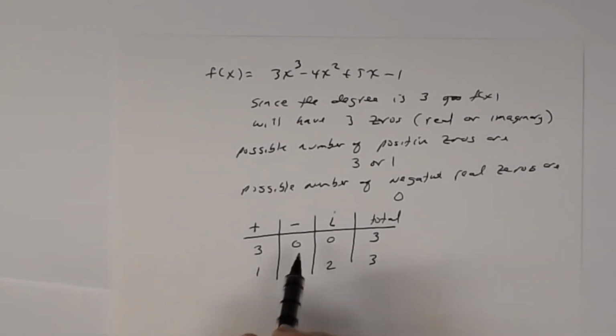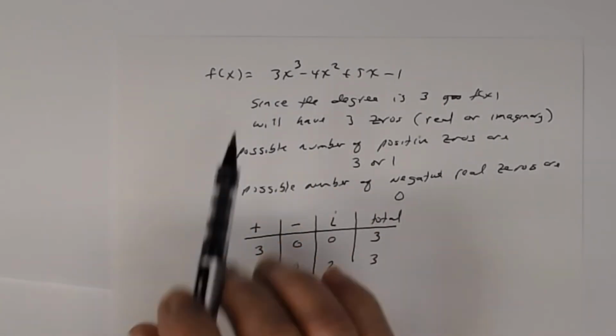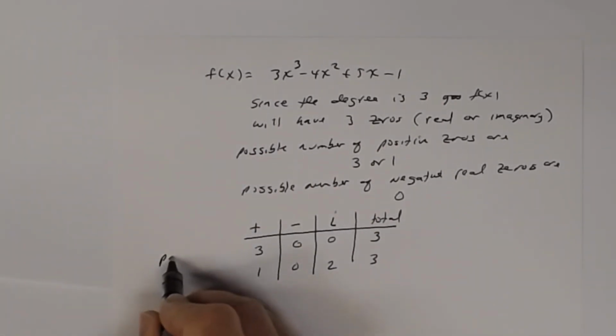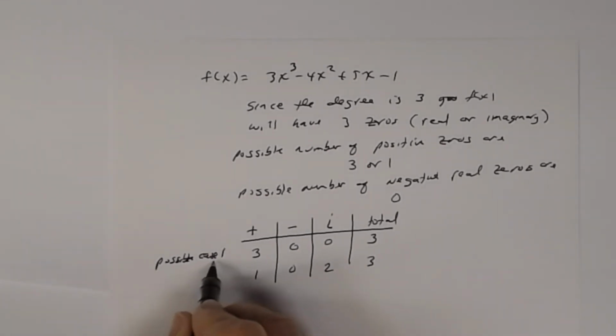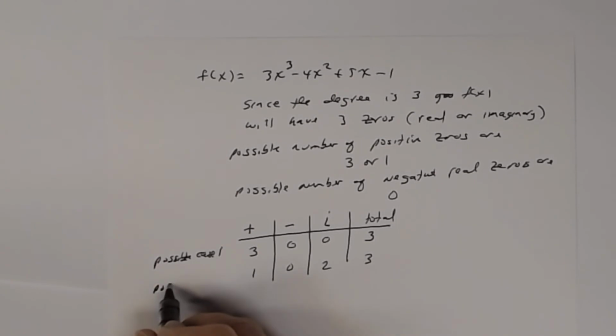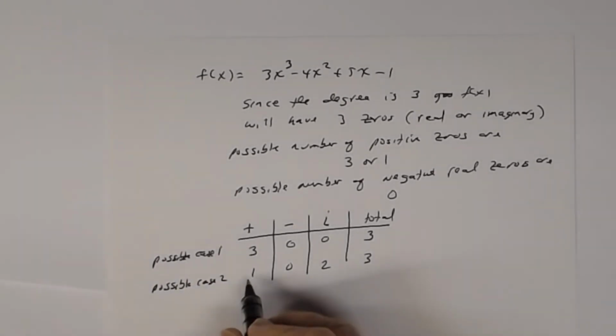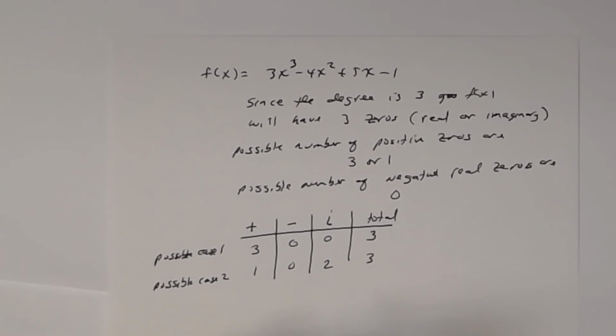So what that means is this. When I do this example, when I actually find the zeros, these are the only 2 possible cases. Possible case 1: I can have 3 positive zeros. Or possible case 2: I can have 1 positive real zero and 2 imaginary zeros.